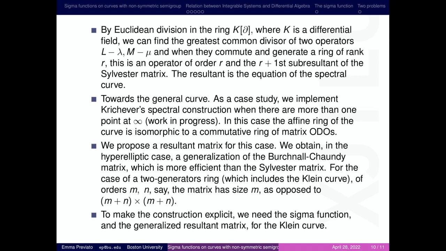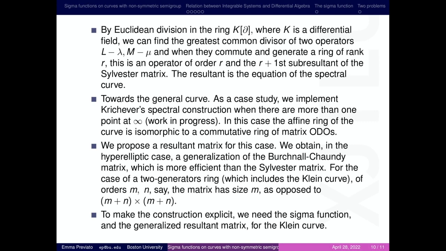Okay. So we propose a resultant matrix. This is the work in progress. We were able to make it work and check that it is a bona fide resultant, that the sub-resultants give you the line bundle. We were able to check it in the hyperelliptic case, not yet for the Klein curve. So we're excited because this is going to be also a kind of combinatorial construction.